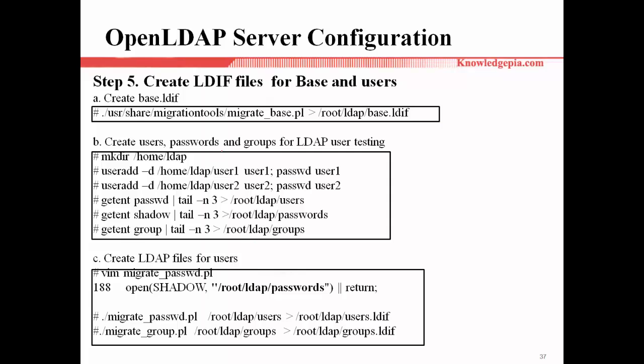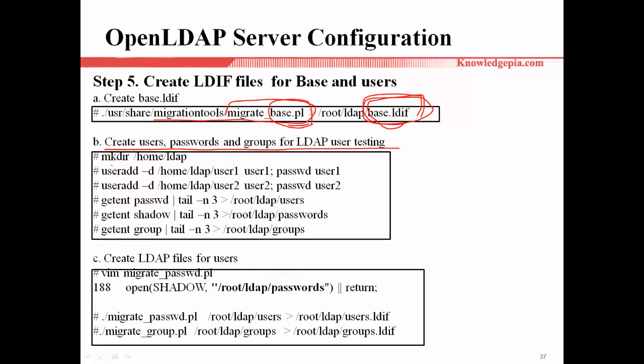Step 5. Create LDIF files for base and users first. In the migration tools directory, we can use this file, migrate_base.pl, the Perl script, and after that, using this file, we will create the base.ldif file. If you create this LDIF file, it will create our default OU, the users, and other information for the LDAP server.